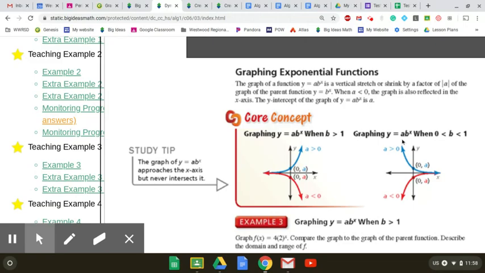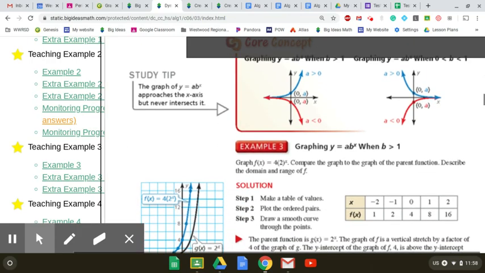The second option is when b is between 0 and 1, or like a fraction or a decimal. That means that the numbers are going to be getting smaller very fast. This is called exponential decay. And again, if our a is negative, it causes a reflection in the x-axis and our graph will point down.